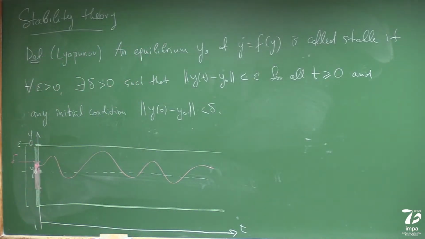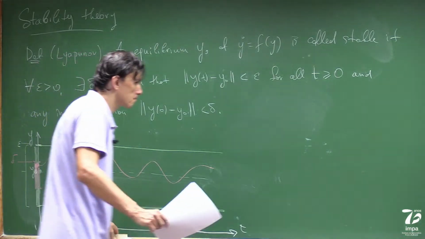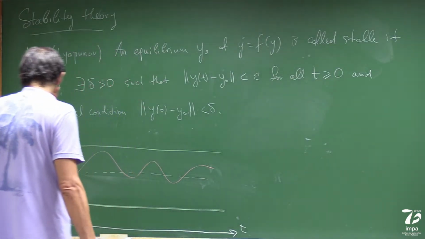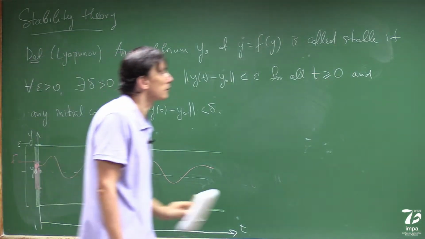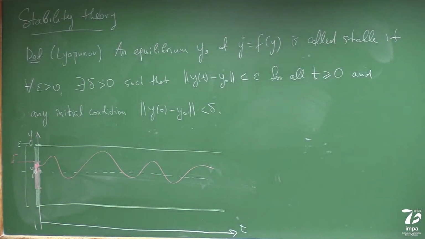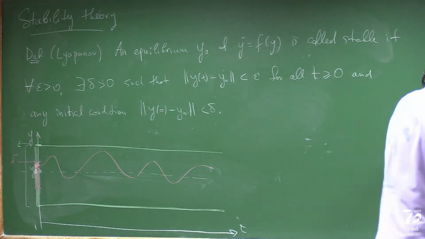In other words, if the equilibrium is unstable, it means that there is an epsilon such that I can start as close as I want and get out of the epsilon neighborhood. Okay, so this is the first definition.